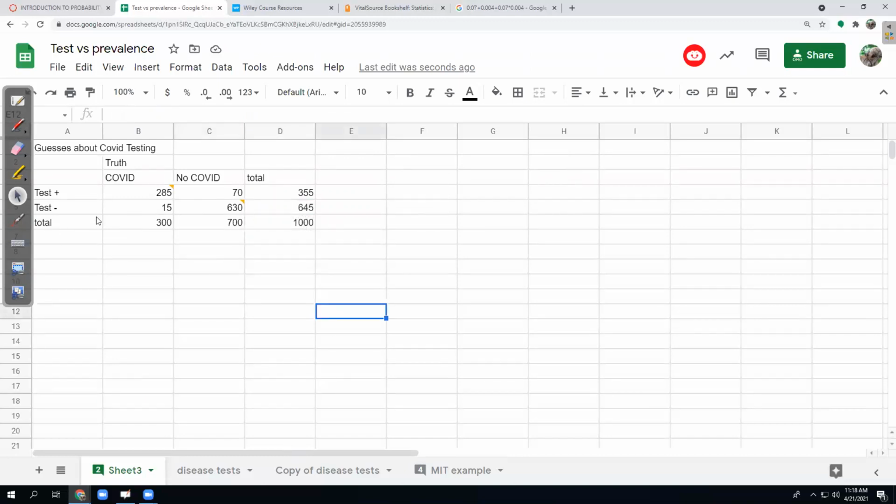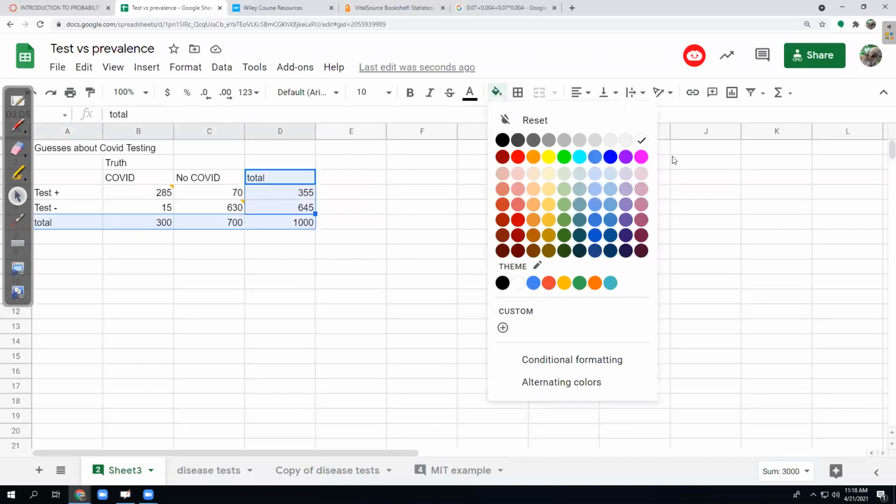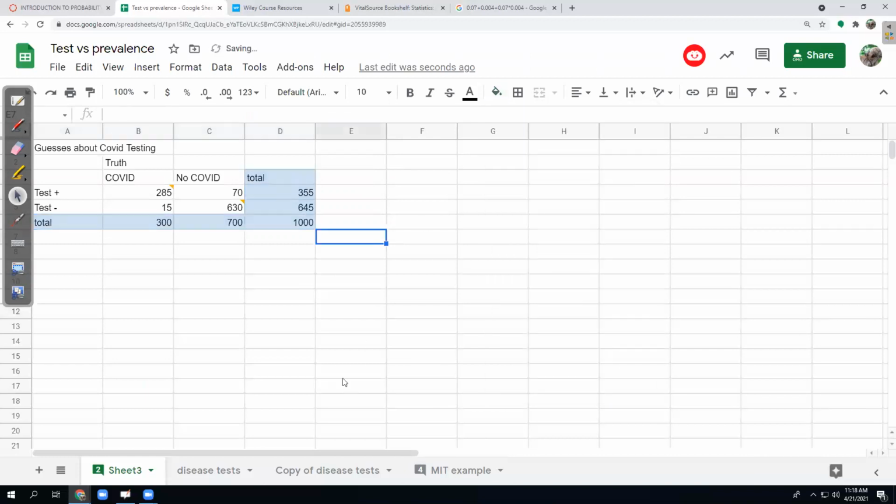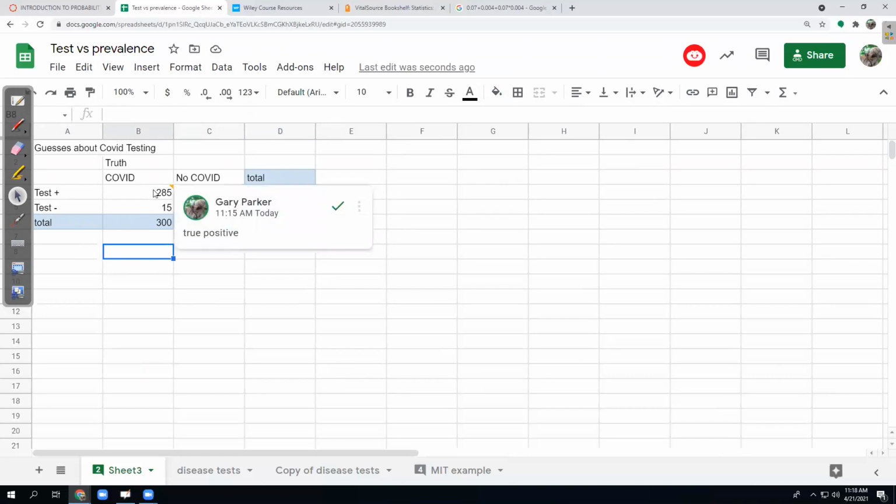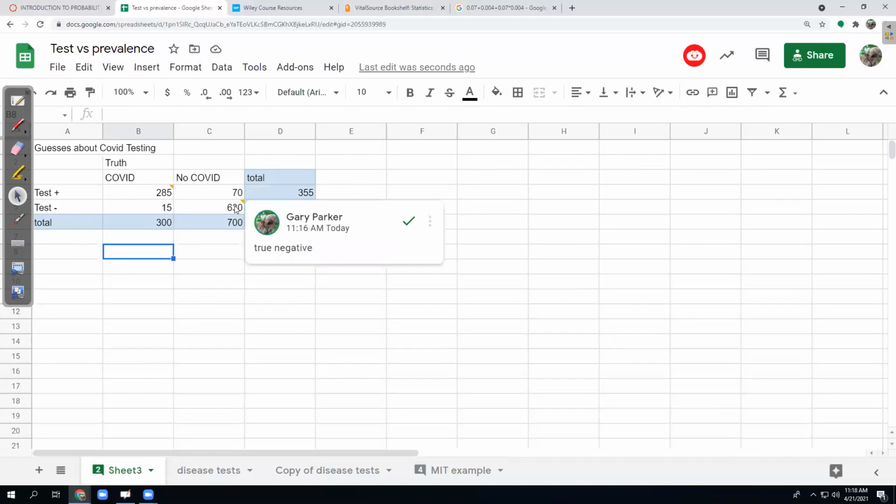And then let's maybe shade these guys to make it prettier, make those stand out. Totals. All right, so I just want to go back to the idea of like a true positive and a true negative.